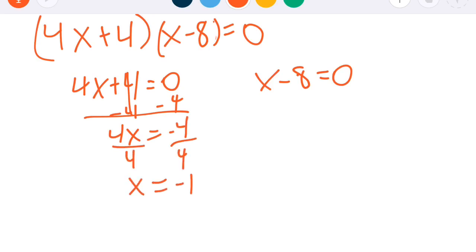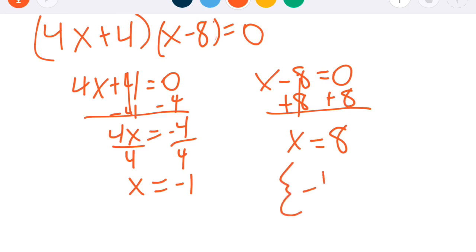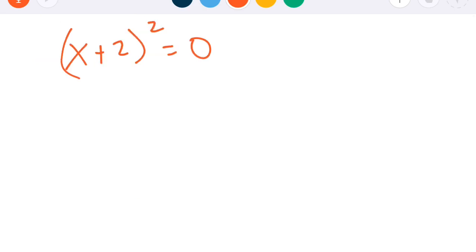So we have x equals negative 1, and then over here we have x equals 8. So our two solutions to this quadratic, like I said, it was already in factored form, but we're just going to practice setting it equal to 0 first. So the answers would be negative 1 and 8. Moving on to this problem.